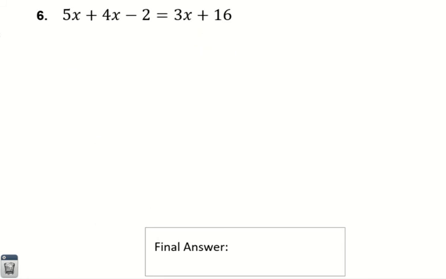Number 6. What's the first thing we should do here? There's no bubbles to clear, but I do see like terms already on the same side. So those would just combine to be 9x.